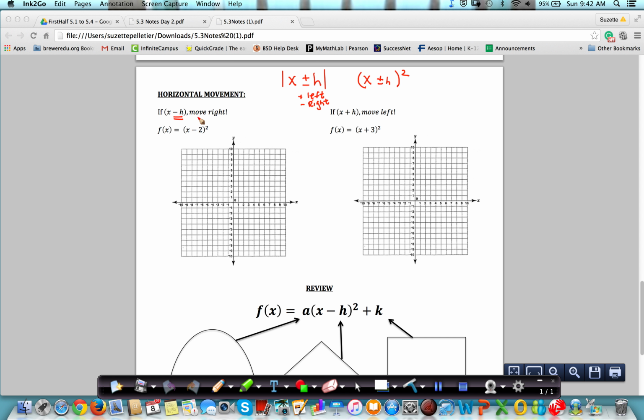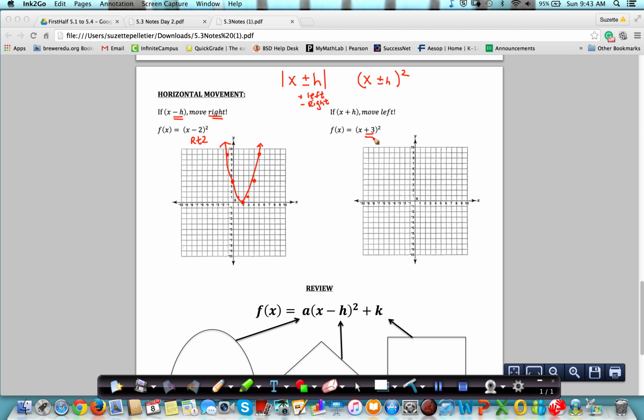So negative means go right. So I'm going to go right 2. So I'm going to take my parent function and literally just move it over 2 units to the right. It's going to keep the same shape, over 1, up 1, over 2, up 1, 2, 3, 4, and then 5, 6, 7, 8, over 3, up 9. So here's my, whoops, I went over too many with that one. Hang on. 9 is right here. So there's my parent function, just moved over to the right 2 units.